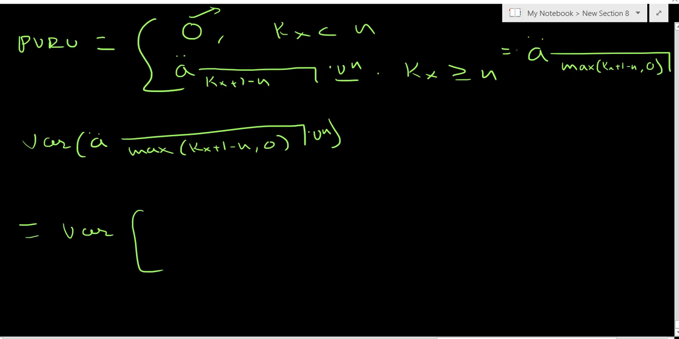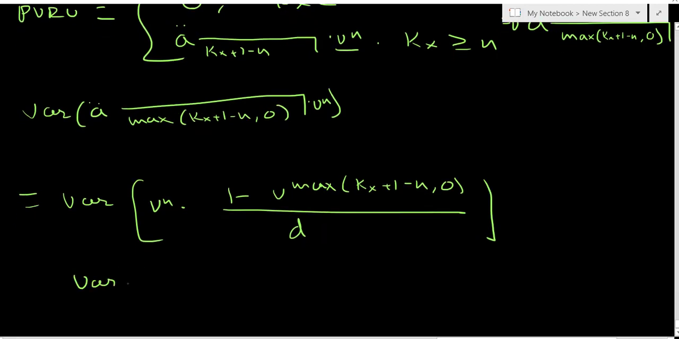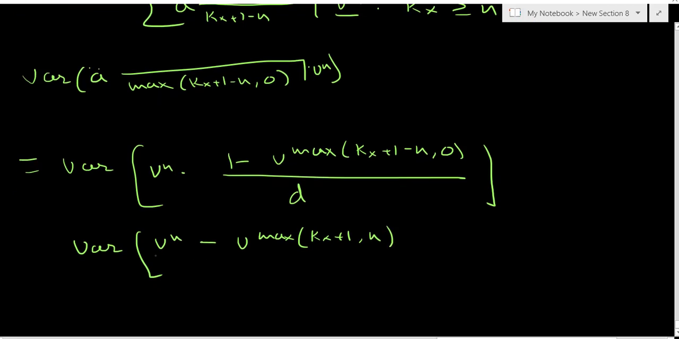So the variance of this thing would be Vn into 1 minus v to the power of maximum of kx plus 1 minus n comma 0, right? This is what I have here, divided by d. Okay, let's just evaluate this. This is the variance of, if I multiply the Vn inside, it becomes Vn. For these two, if I multiply it here, it becomes minus V maximum of, I'm multiplying v to the power of n here. So n adds in kx plus 1 minus n, so it just becomes kx plus 1, and with 0 it becomes n. Okay, so this is what you have here, minus upon d.